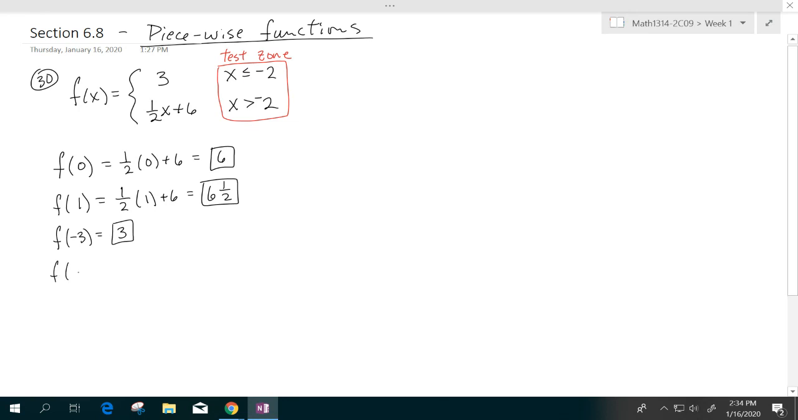Let's do another one. How about negative 2? What if I do f of negative 2? Now it's the first one again, right? Because negative 2 is less than or equal to negative 2. It's equal. And so that answer is 3.